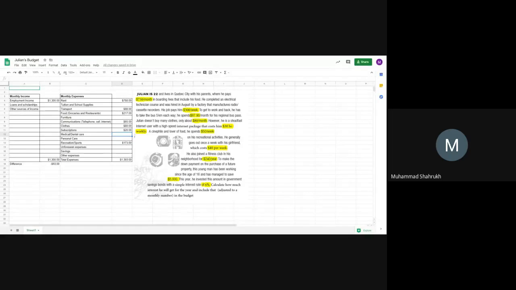Does that make sense? Yeah, but in the subscriptions, I mean, in the personal care, I put $20 rather than the subscriptions. Doesn't matter where you put it, as long as it's in the budget. The important thing is that it's in the budget somewhere. So I want to make sure everything is covered.